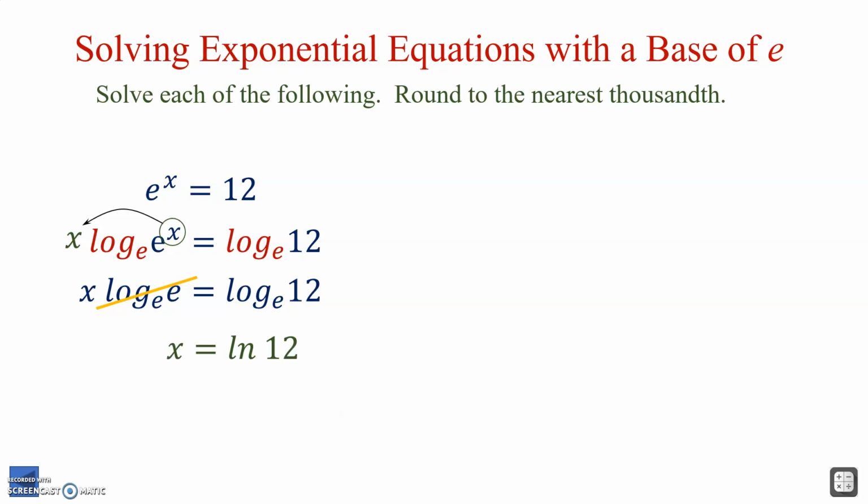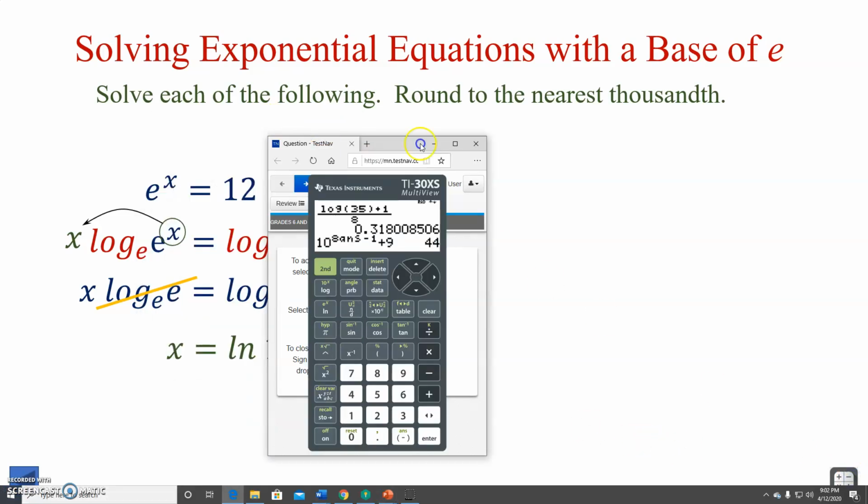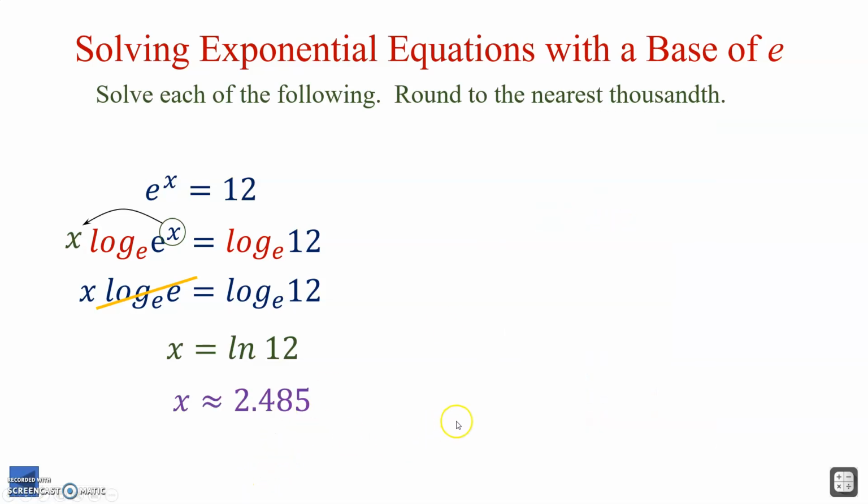Into the calculator goes ln 12. So let's see what ln 12 is. ln 12 gives us 2.48 some stuff. That's a strange looking number, so let's go ahead and just check this. So e to the second answer, bam, there's our 12. 2.485 if we round appropriately.